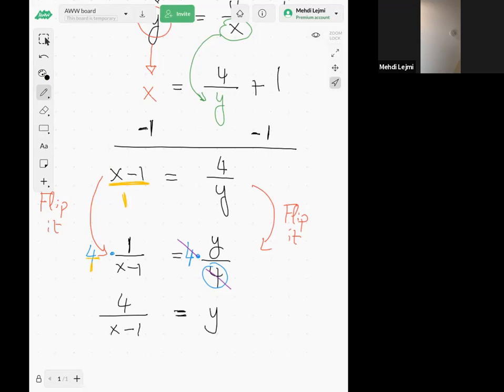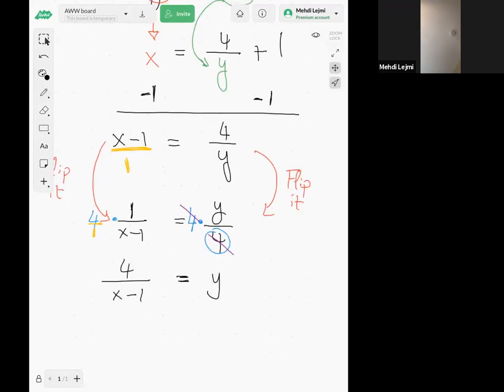So you see how I got the y here? And so the conclusion: that's my function, the inverse. f inverse is this: 4 over x minus 1, right? Okay, so this is how we solve number 2.